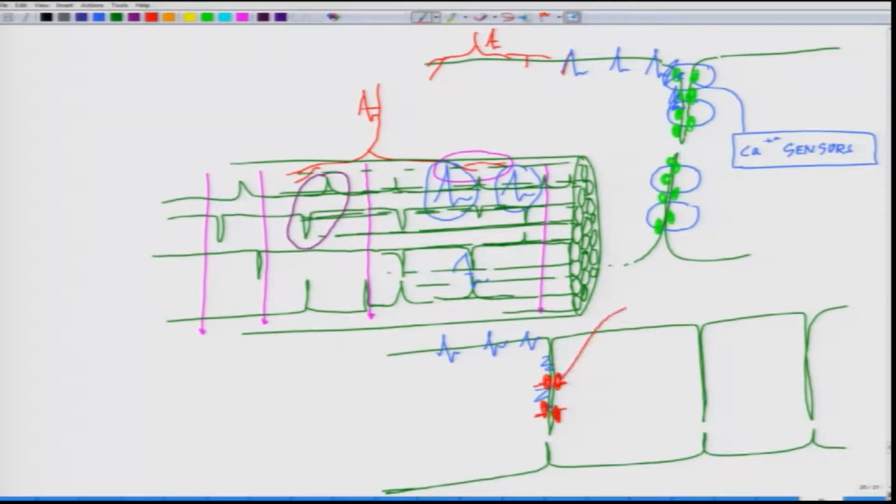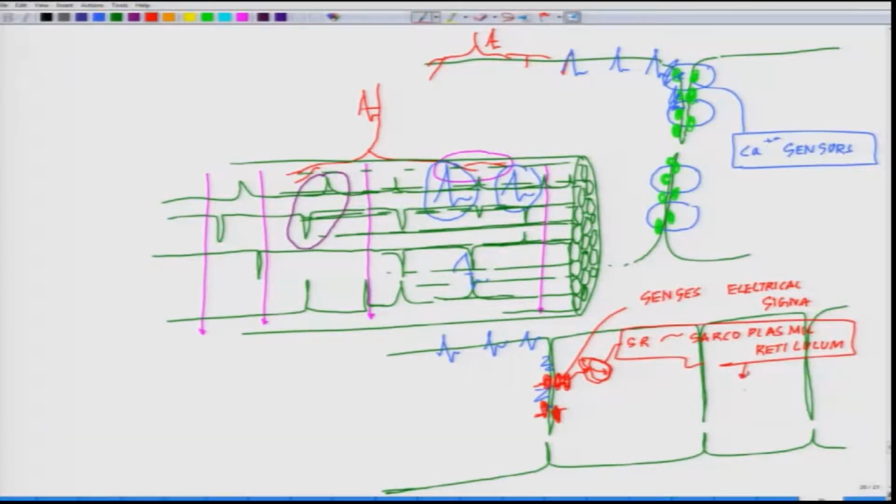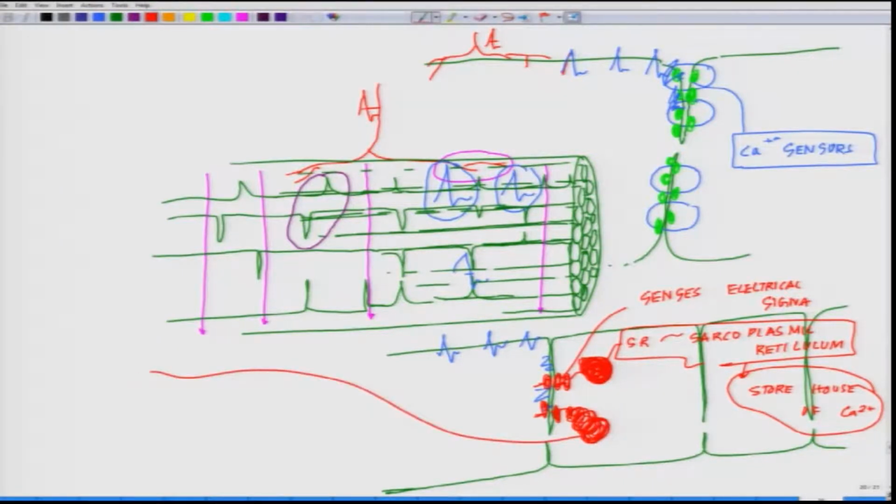What happens? These receptors sense the electrical signal, and part of this dihydropyridine and ryanodine, which is still not very clear, is attached to an organelle within these called SR, or sarcoplasmic reticulum. Sarcoplasmic reticulum is a storehouse of calcium. Sarcoplasmic reticulum is the house of calcium which is sitting there like this. So, this is the storehouse of calcium.